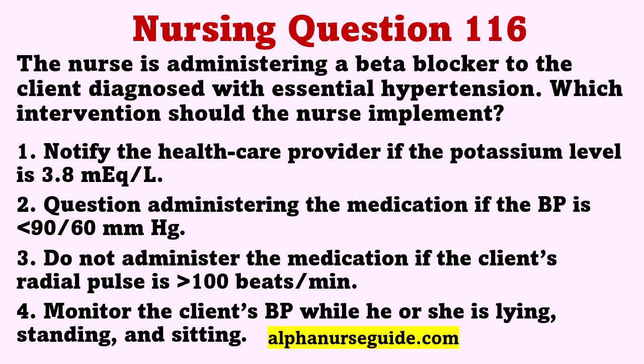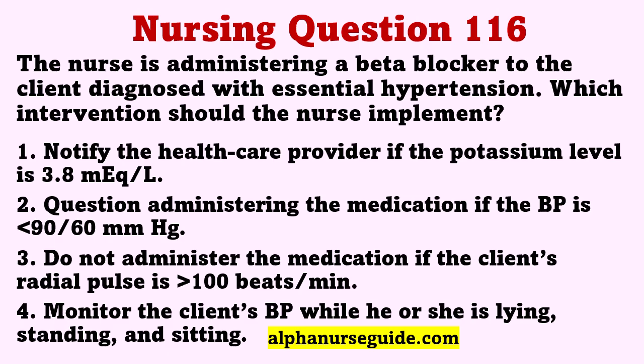The correct answer is 2. Question administering the medication if the BP is less than 90/60. The nurse should question administering the beta blocker if the BP is low because this medication will cause the blood pressure to drop even lower, leading to hypotension. The potassium level is within normal limits, and it is not usually checked prior to administering beta blockers.